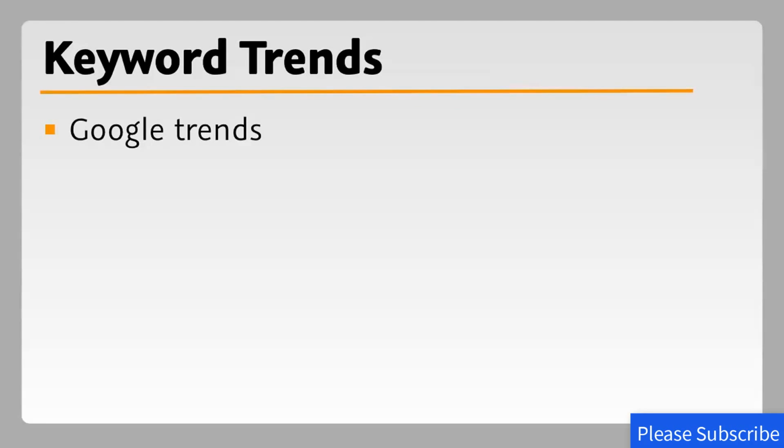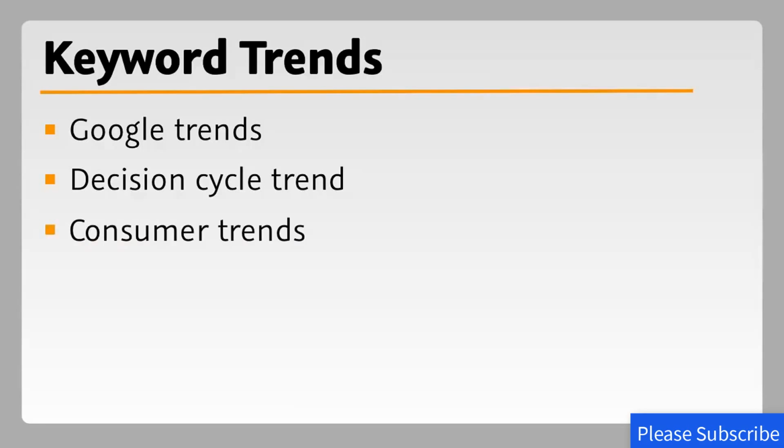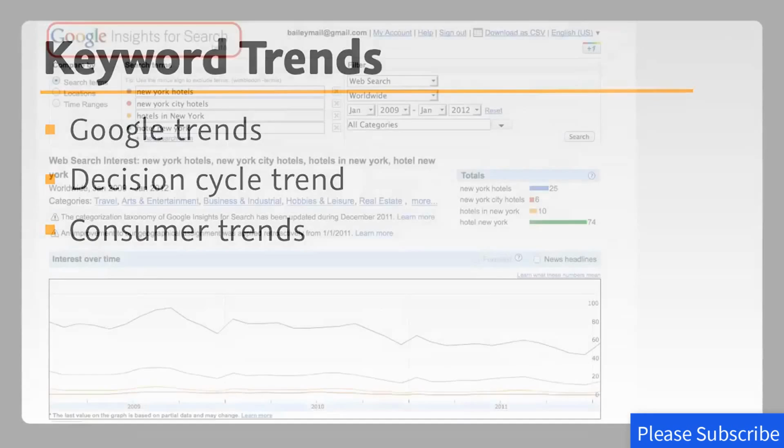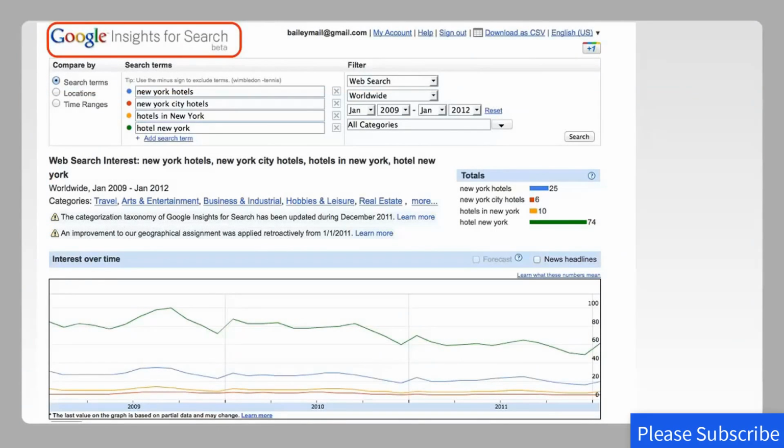Some of the things that affect this and are able to track that, one tool that we're going to cover is Google Trends, showing when the demand for certain keywords increase and decrease throughout the year or throughout the time that you have selected. There's also the decision cycle. People search differently based on what they're looking for and when they're looking for it. And consumer trends. We have to learn that the language people use isn't always predictable. Let's first look at Google Insights for search.